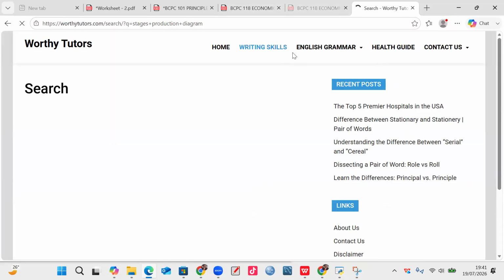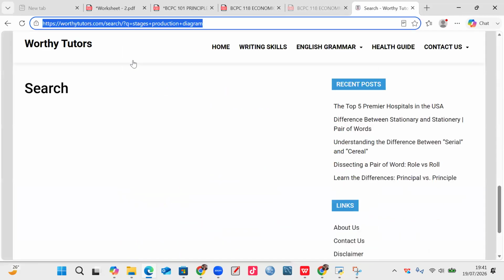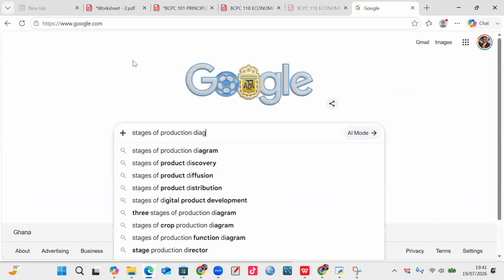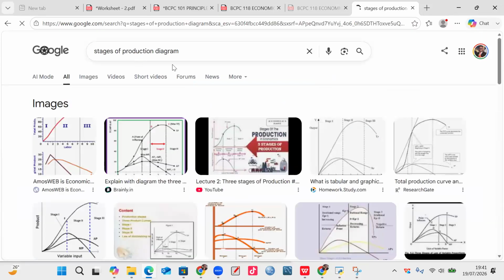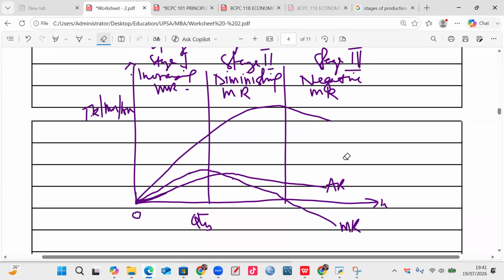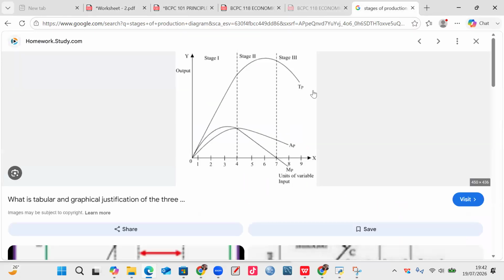Okay, let's see. Good. Have you seen it? Okay. So let me correct it here. It's the TP, AP, and MP, the three of them, right? We have the TP here, the AP here, and the MP. That's how the TP, the AP and the MP look. So what I've done is correct.